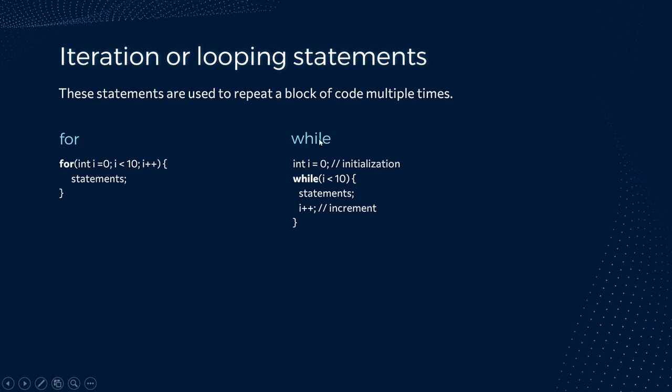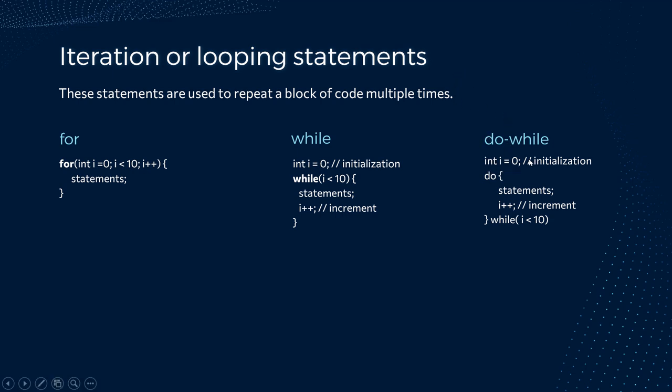The second one is the while loop. In the while loop we have the initialization above the while block, so here you can see int i equal to 0, and then we have the while block. Inside that we have the condition check, like i is less than 10, and in the curly brackets we have the statements, and the very last statement is the increment or decrement. In a similar way we have the do while statement.